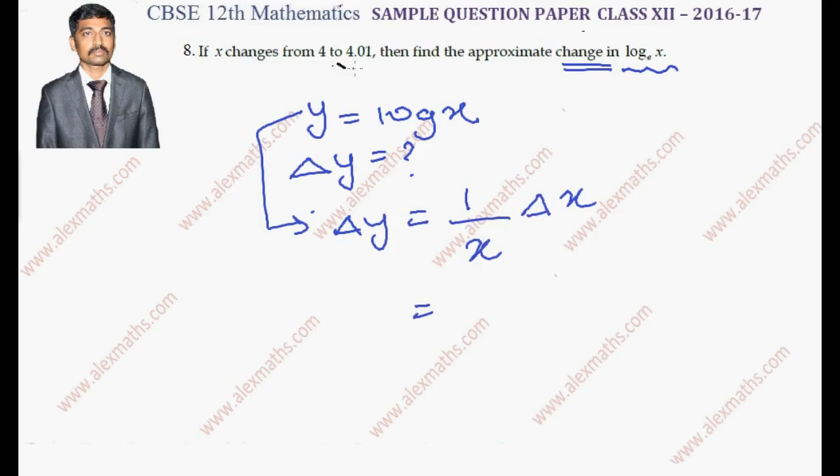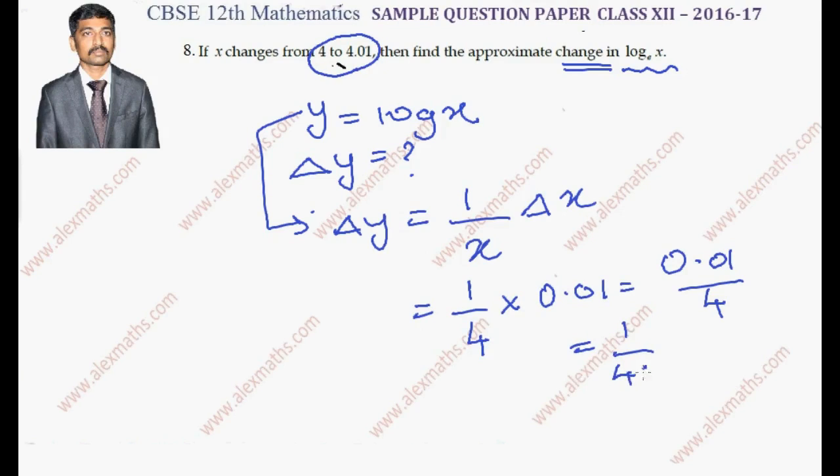The value of x, originally it is 4. So 1 by 4, the value of x is 4, into delta x, the change in x. The change in x is 0.01. So the answer is 0.01 by 4, or 1 by 400.